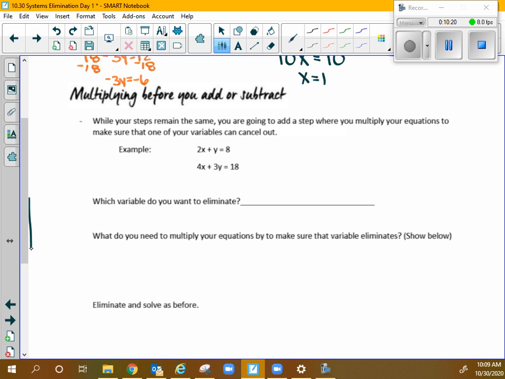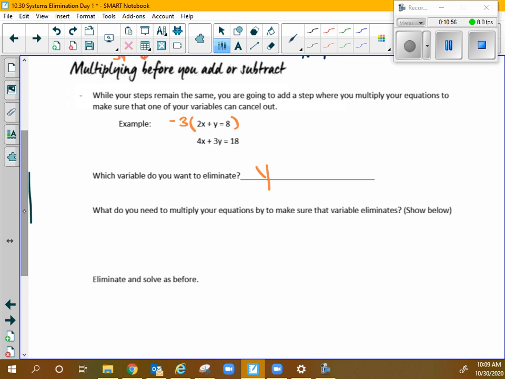Negative 3. So what variable will you be canceling out if you multiply by negative 3? The y. Okay, I could have also eliminated the x, right? I could have, because I've got 2x and 4x and 2 goes into 4. So I could have made the x's disappear as well. It doesn't matter, right? So if I'm going to cancel out y, I have to multiply which equation? The top one, because I need 3 to cancel out, so I need negative 3y. What do I need to multiply by to get that? Negative 3.